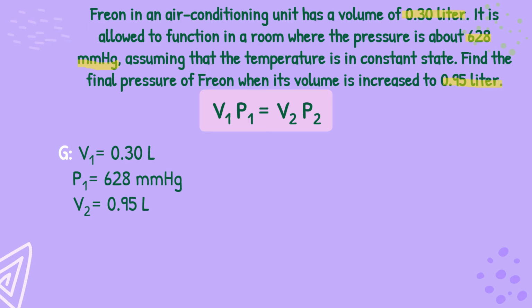Now, using this equation, let's identify the required quantity. So we have the initial volume, the initial pressure, and we also have the final volume. Among the four quantities we need, the one that is not identified is the final pressure. And it is also the one that is being asked in the problem. Find the final pressure.